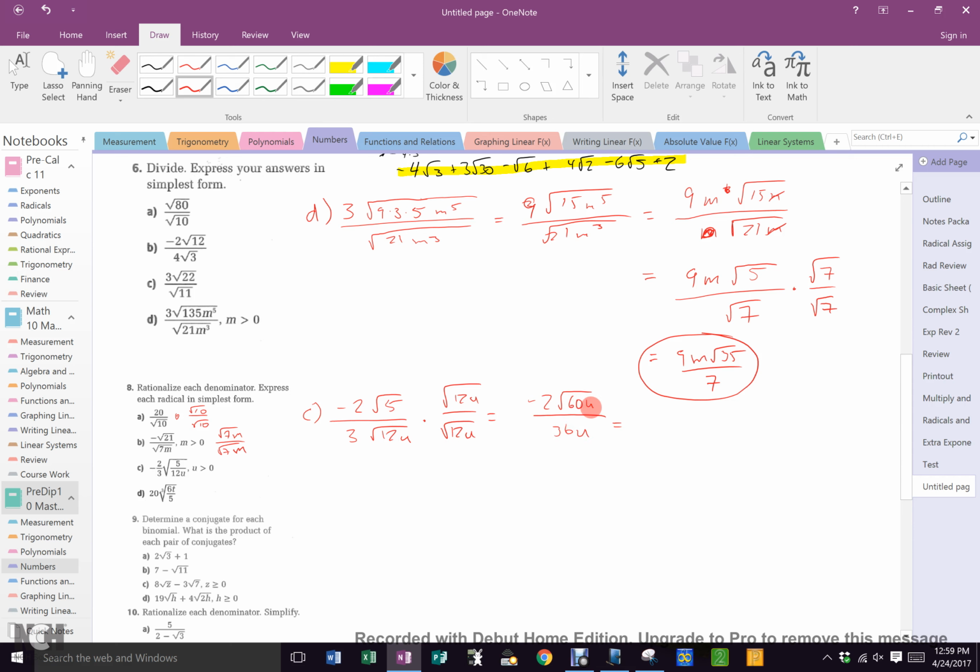36u. Then I simplify. 60 is 4 times 15. So that's negative 4 root 15u over 36u. Negative 4 and 36 fix up to negative 15u over 9u.